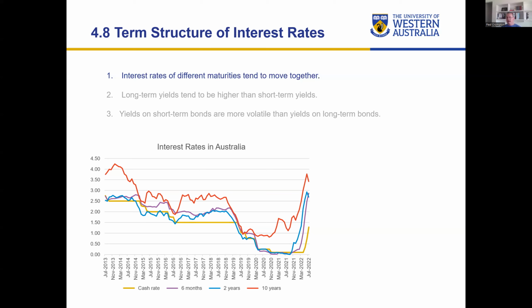Certainly, if we look at 2022, we can see that the cash rate is the lowest. That's a one-day interest rate. Then the 6-month interest rate, and if we draw a vertical line here, just above April 2022, we're looking at interest rates of different maturities on a given day. So right above April 2022, that little tick mark, we can see the cash rate was 0.1.